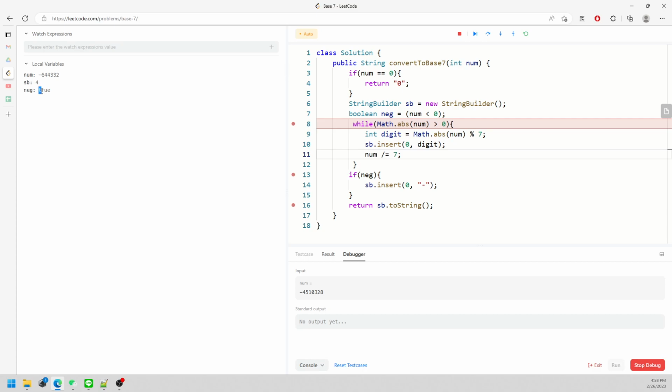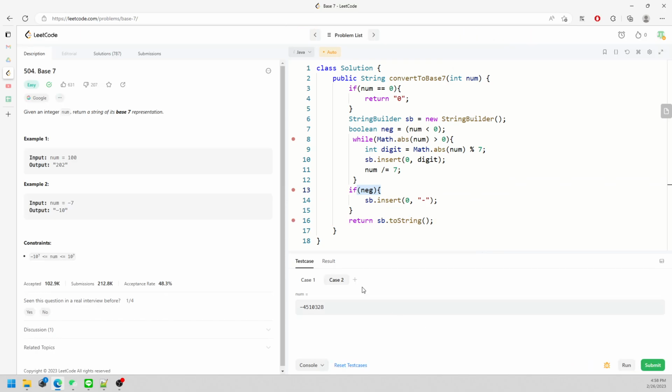So negative is true, right? Then negative is true, then I need to put a negative sign in the beginning. And here we go. So this is the entire solution. Just make sure you have a negative sign in the beginning, and the idea for base 10 or base 2 should be the same. The only thing you have to make sure is you take the absolute value of nums when you traverse. And this is pretty much the solution.